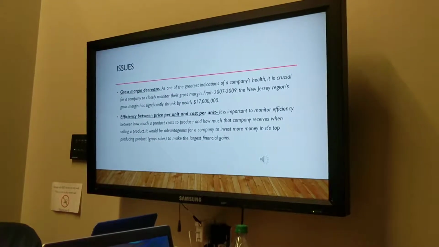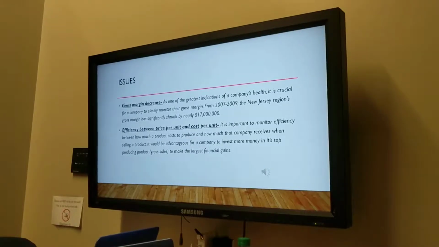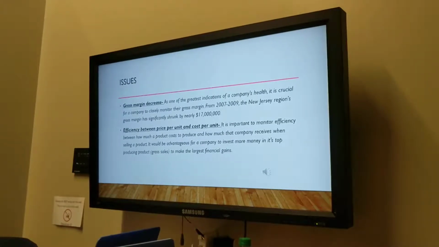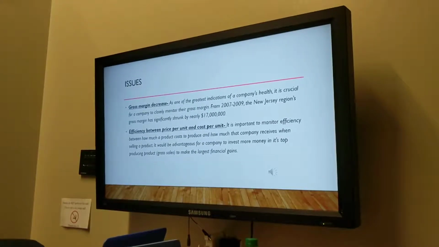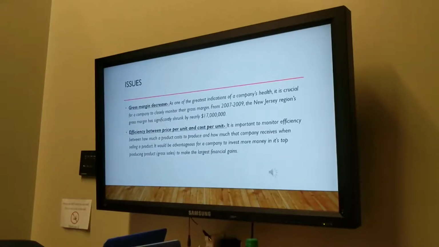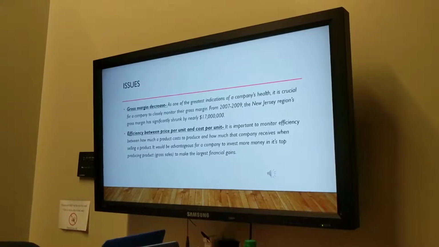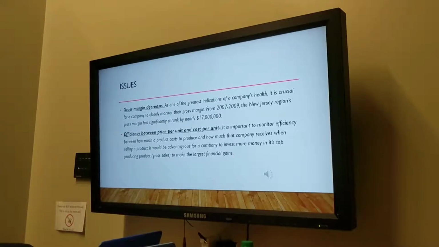These are the issues that I found on part A of this memo. Two of them were gross margin decrease and efficiency between price per unit and cost per unit. For gross margin decrease, as one of the greatest indications of a company's health, it is crucial for a company to closely monitor the gross margin. From 2007 to 2009, the New Jersey region's gross margin has significantly shrunk by nearly 17 million.